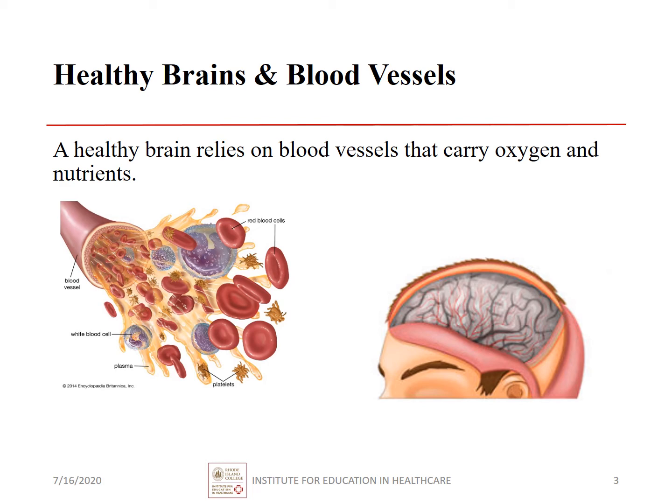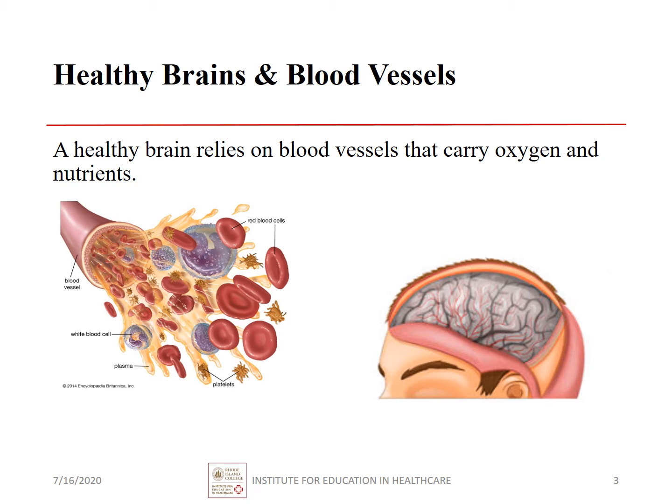So a healthy brain relies on blood vessels that carry oxygen and nutrients to all parts of the brain. If you think about blood vessels as a river flowing through the body, the blood vessels carry the blood that has a lot of different components in it, and one of the components is oxygen, another one is nutrients. And those components help all of the organs and all of the tissue in the whole body to function effectively. And the brain needs oxygen, needs nutrients just as much as any of the other organs in the body.